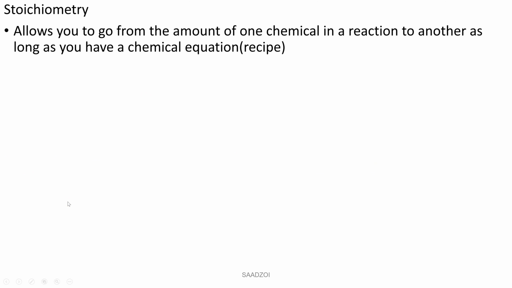All right, stoichiometry basically allows you to go from the amount of one chemical to another. So it basically allows you to go from a recipe and then modify it based on the number of people available. So for example, let's say you have a recipe for 5 people. Now you get 10 people showing up. What do you do? Well, you can't modify the recipe. You have to have the same ratios of substances in your ingredients list, right?